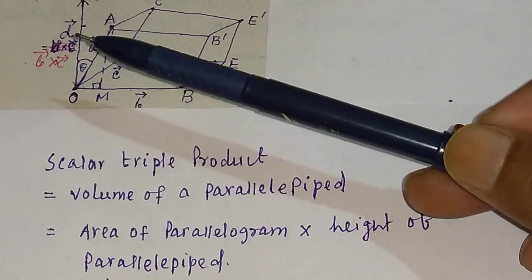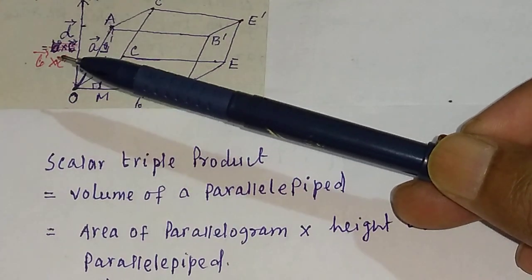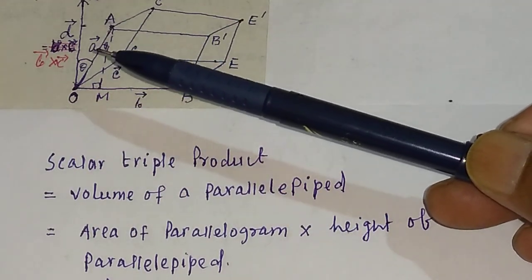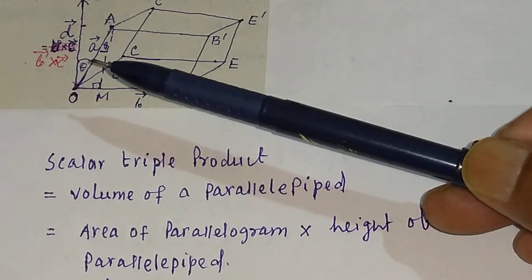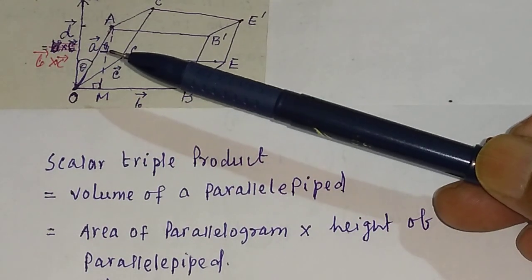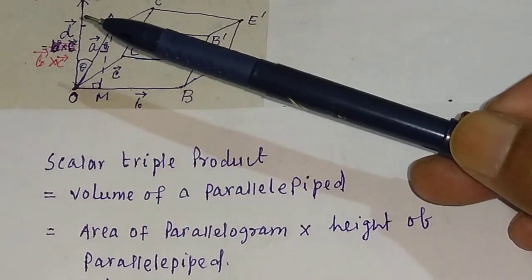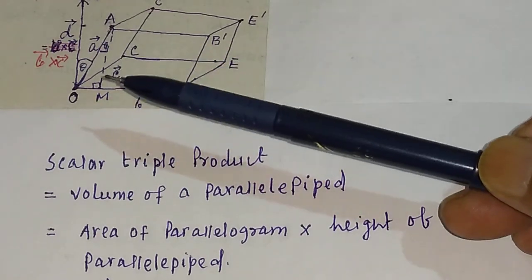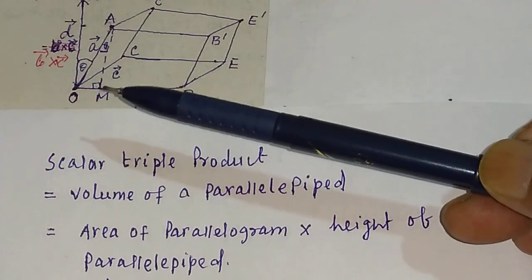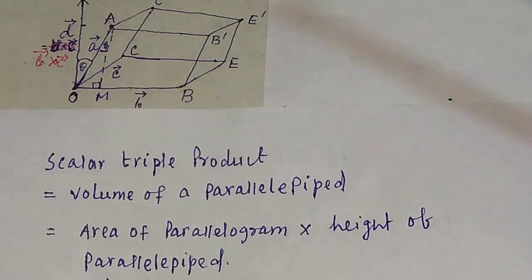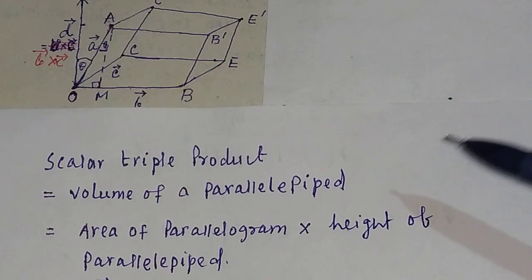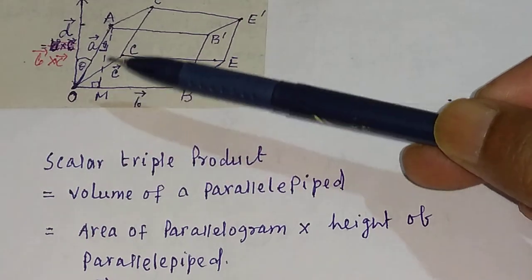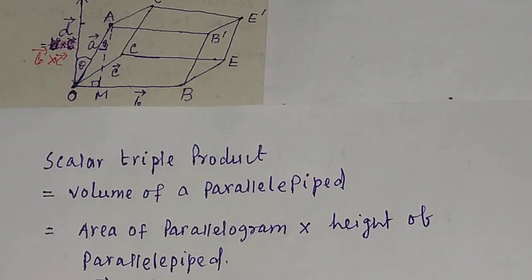This is your B cross C. D vector is equal to B cross C. Suppose D vector makes an angle theta with this vector A. So if this angle is equal to theta, then this angle also will be equal to theta. And this vector is parallel to this vector. Okay, we need this height. What will be the magnitude of this height? The magnitude of this height will be equal to A cos theta. That is, the height of this parallelepiped will be equal to A cos theta. This is the height of the parallelepiped.